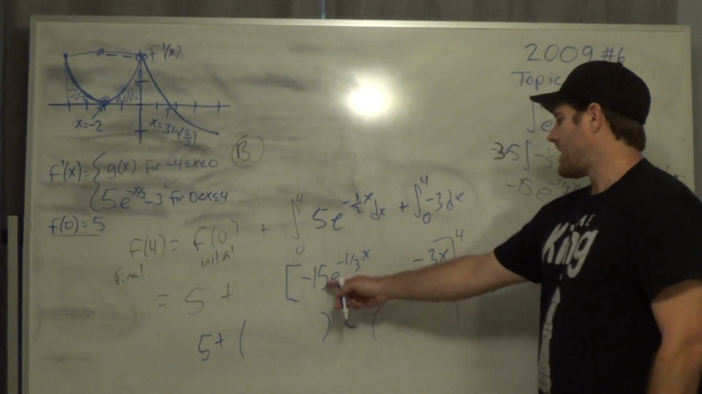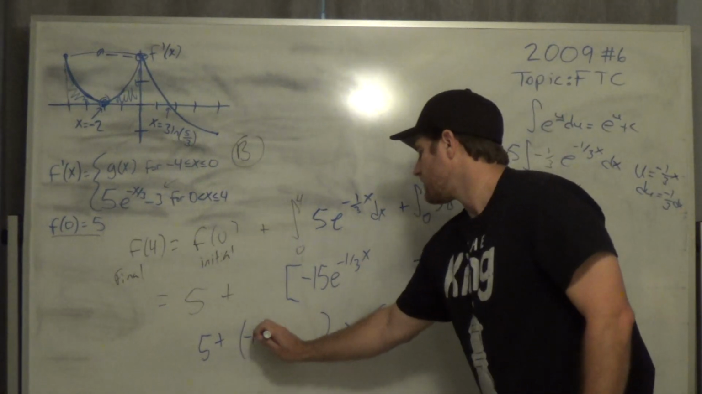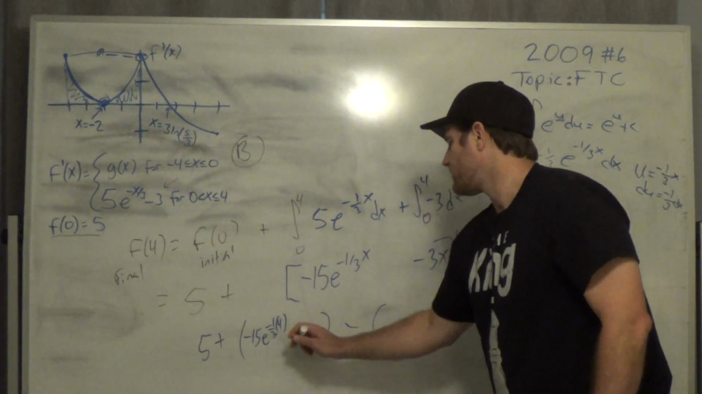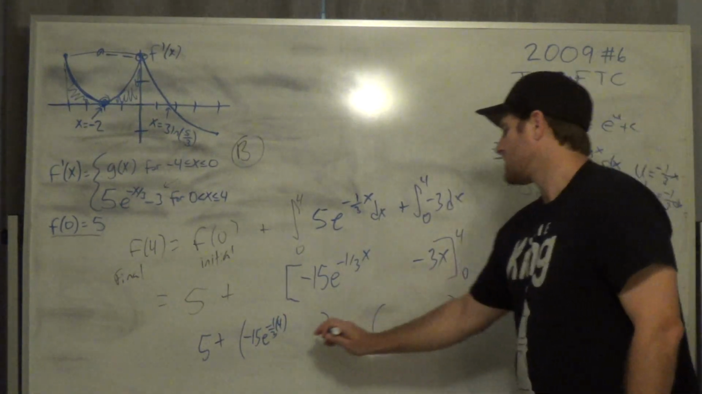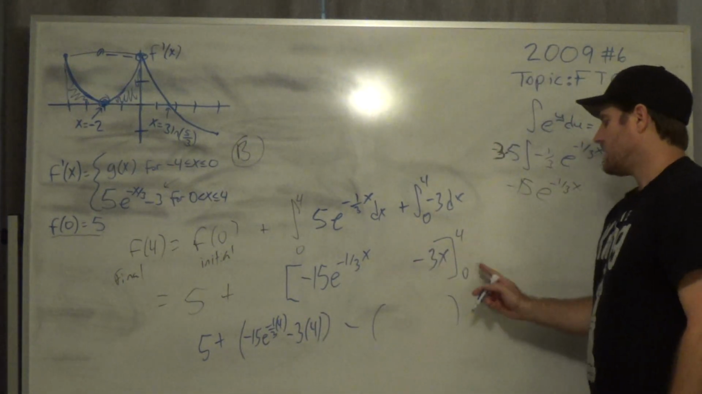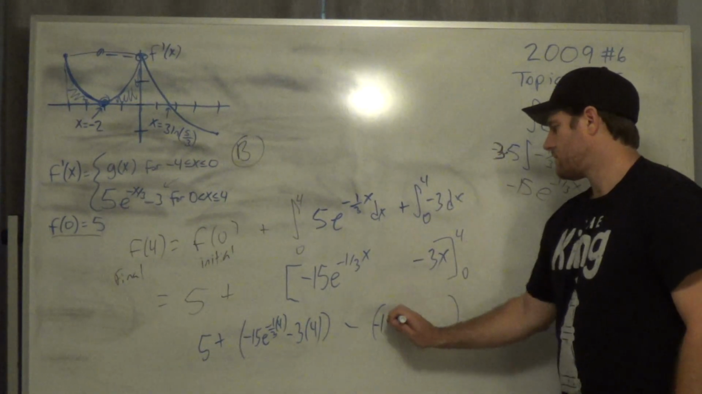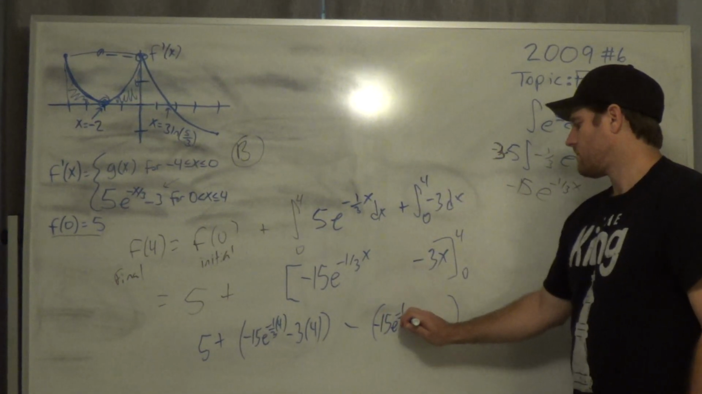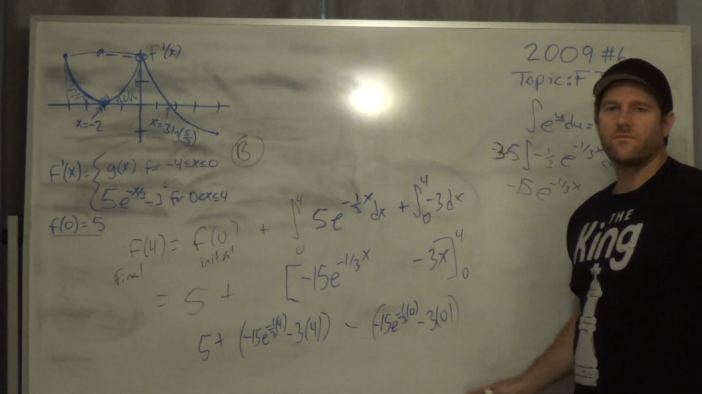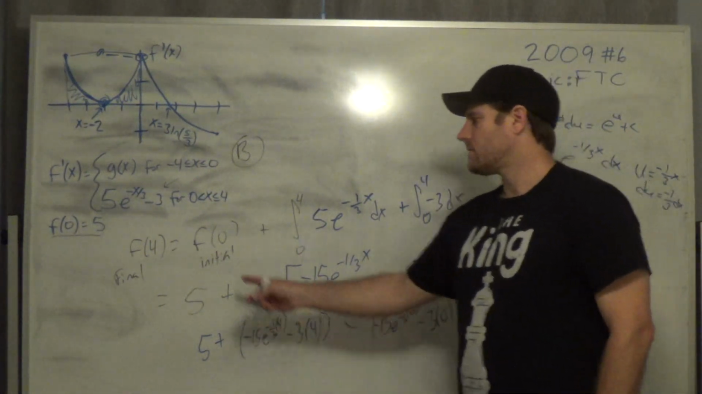and now we're going to plug in the top and then the bottom and subtract. So I'm going to plug a 4 into both. So negative 15 e to the negative 1/3 times 4 minus 3 times 4. So I plugged in the top, and now I'm going to plug in the bottom, and of course I'm subtracting them. So now I'm going to plug in a 0. And I know I could simplify all this, but I'm not going to. So this right here is my answer for f of 4.